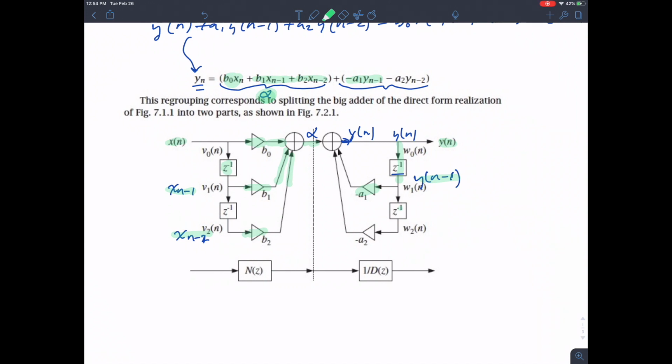Similarly, we go through the delay element and we get y of n minus 2. So y of n minus 2 multiplied by minus a2 comes into this summer, and we get this term. All right, so that completely describes this diagram.